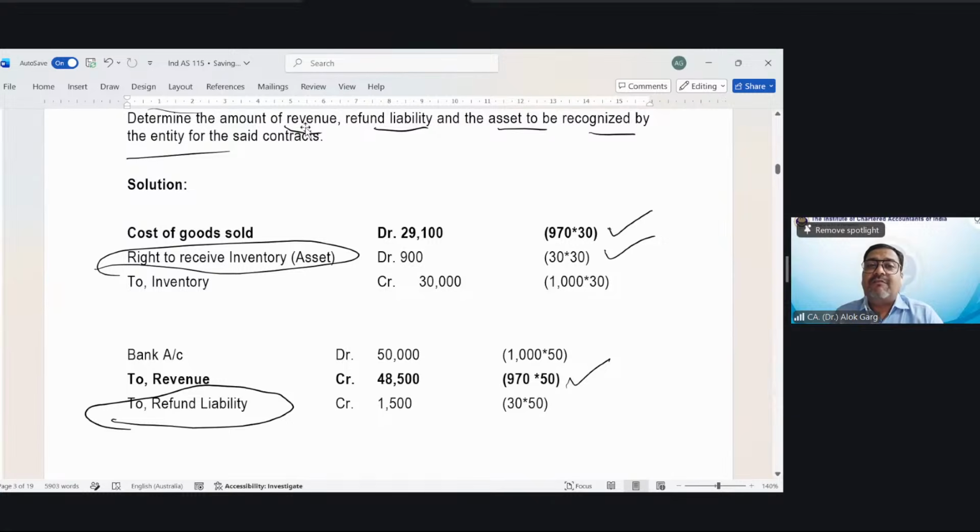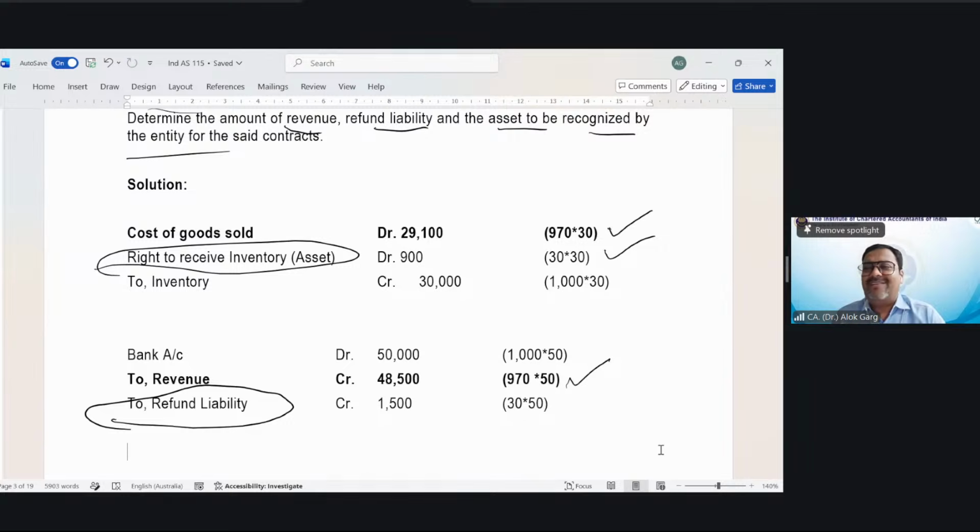How much revenue have you recognized on day one? On day one, you have recognized a revenue of 48,500. How much refund liability have you recognized? A refund liability of 1500. How much asset have you recognized? An asset of 900 rupees. Okay. Sir, what happens if, let's say, 30 days have expired and nobody has come to return the product?